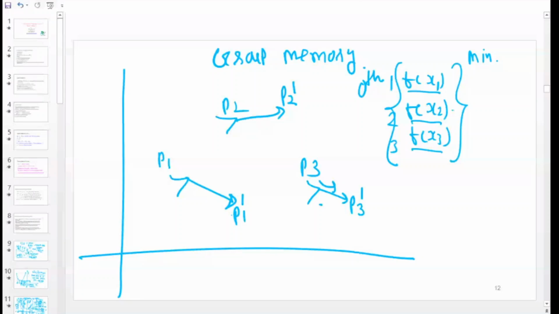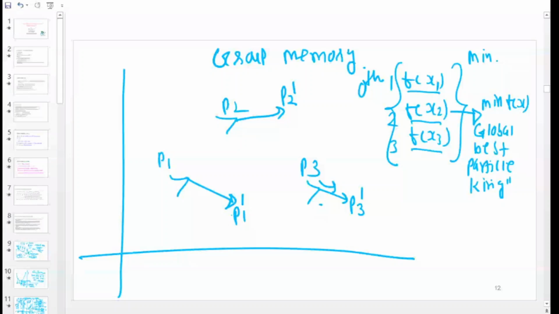So suppose, hypothetically, that this particle gives the minimum value of f of x. Then in the zeroth iteration, this particle is called the global best particle, or it is also called the king particle. In the case of a genetic algorithm, this is called the elite particle, because it holds the minimum value of the objective function. It is a king particle because it is the best among all particles.